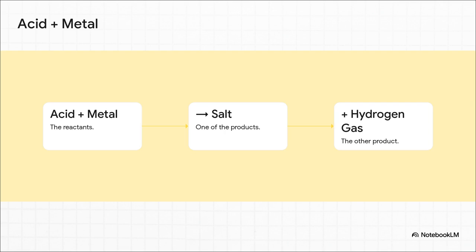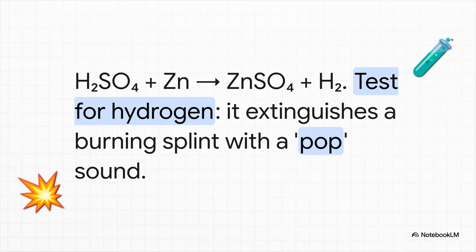All right, let's get into the fun stuff, the reactions. First up, what happens when you mix an acid with a reactive metal? Now, the rule here is super simple, and it is always the same. You get a salt, and you get hydrogen gas. Every time. So here's a perfect example. We've got sulfuric acid reacting with zinc. And look what it makes. Zinc sulfate, that's our salt, and hydrogen gas.